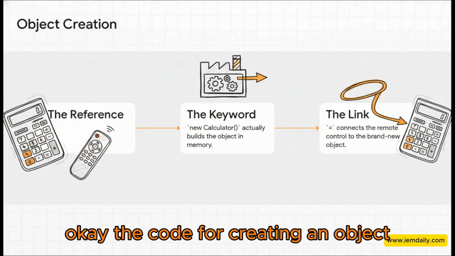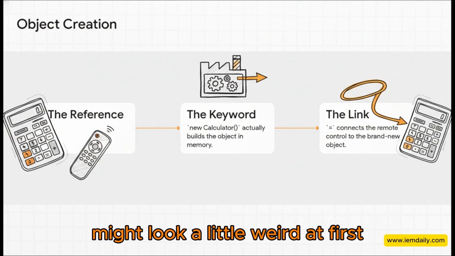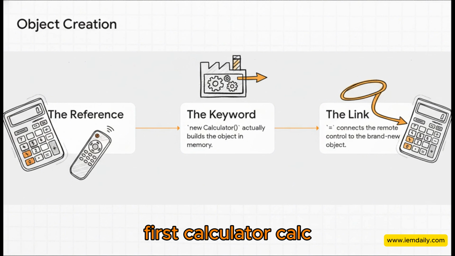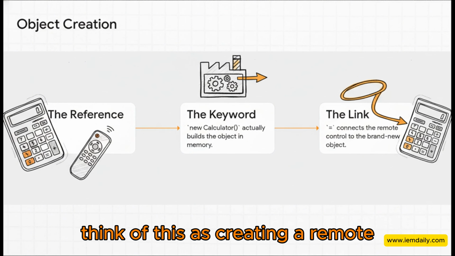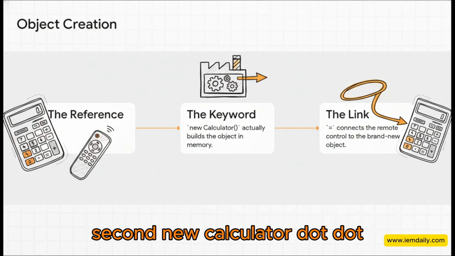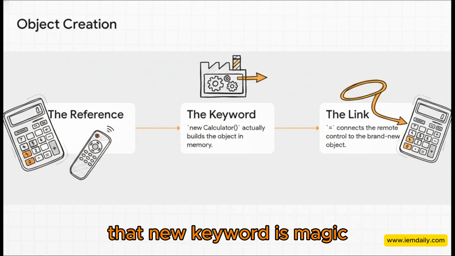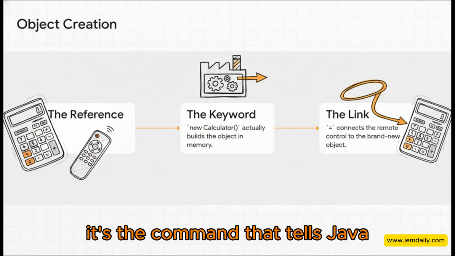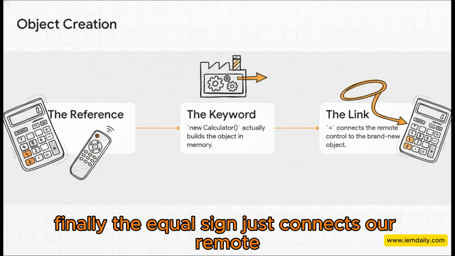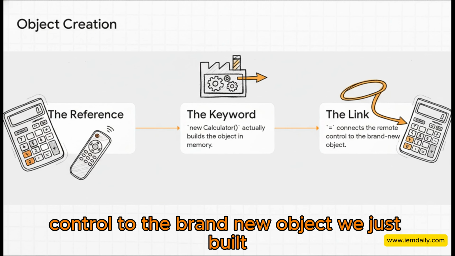Okay, the code for creating an object might look a little weird at first, but it's really logical. Let's break it down. First, Calculator calc. Think of this as creating a remote control for our object. It doesn't control anything yet, it's just a remote. Second, new Calculator. That new keyword is magic. It's the command that tells Java, hey, go actually build that object in memory for me. Finally, the equal sign just connects our remote control to the brand new object we just built.